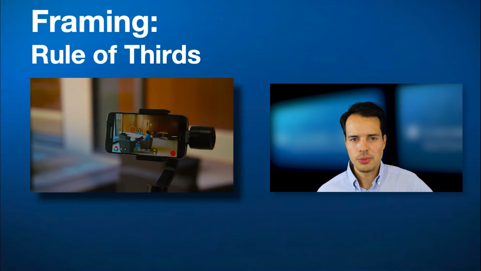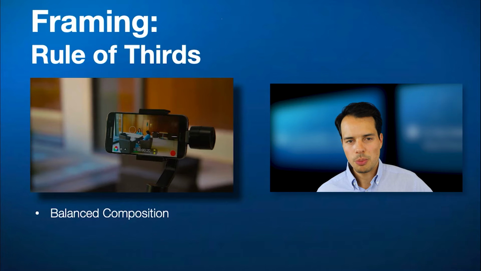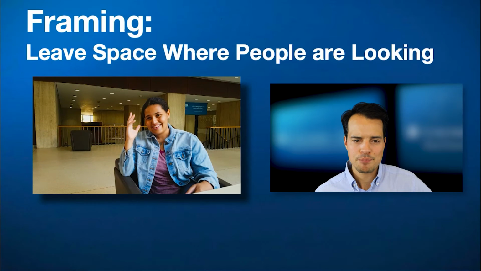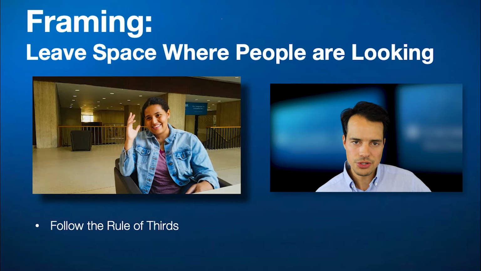There's another thing that we talk about, which is called the rule of thirds. It's a way of helping to create a balanced composition. In the rule of thirds, the idea is to use a third of the frame to put your action on. This draws the eye in and allows you to create a better image. Again, when you're framing, think about where people are looking and use the rule of thirds as a guide for doing that.